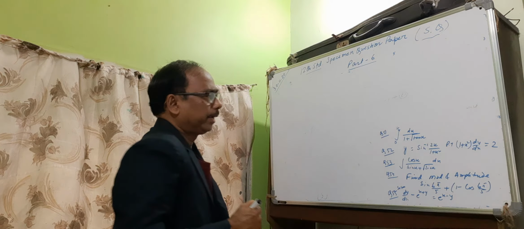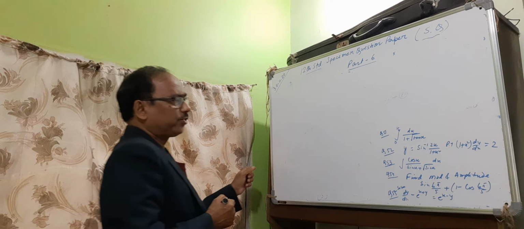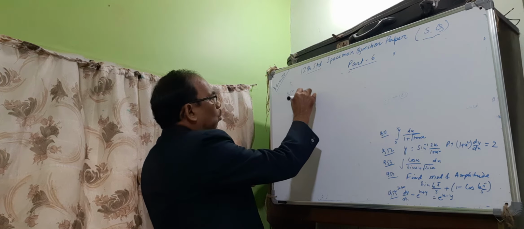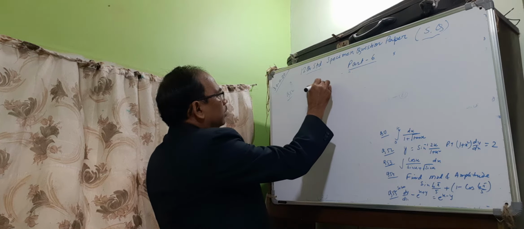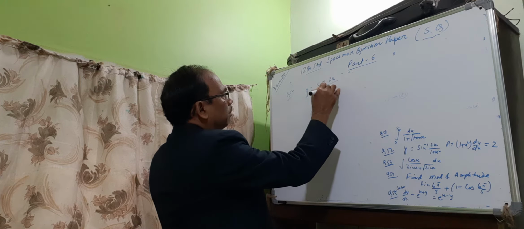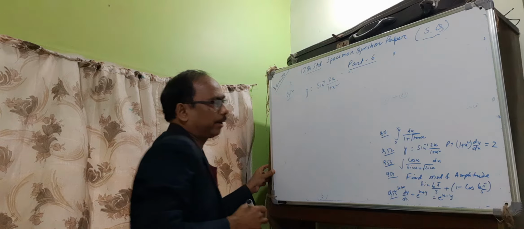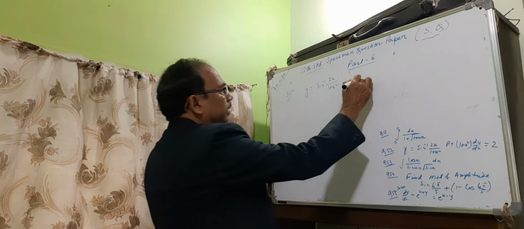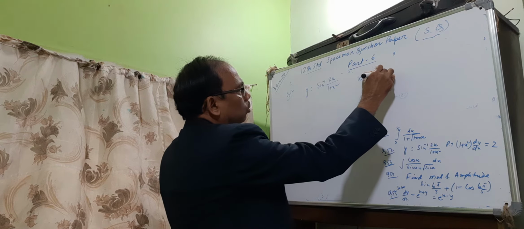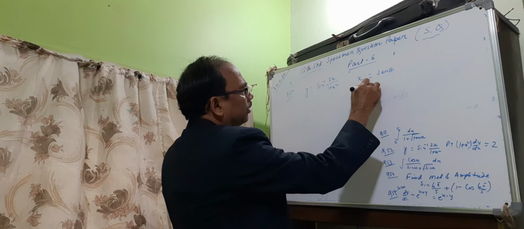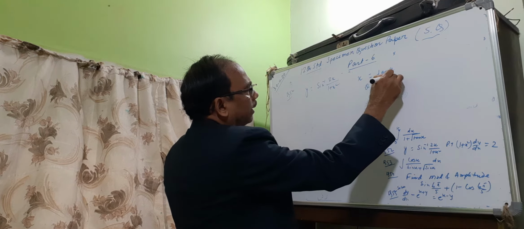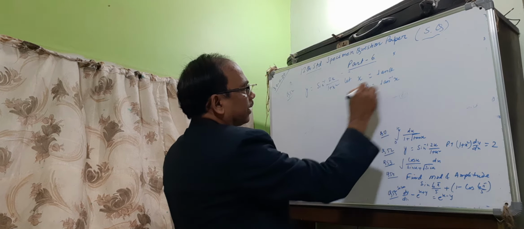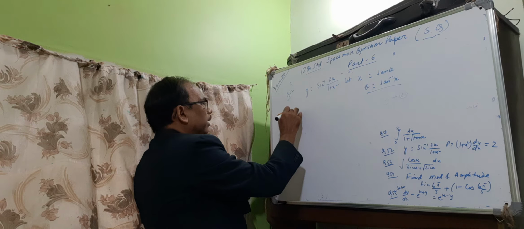Question number 52 is a differentiation sum. Y equals sin inverse of 2x by 1 plus x square. We have to prove this. Now put x equals tan theta. Then theta equals tan inverse x.